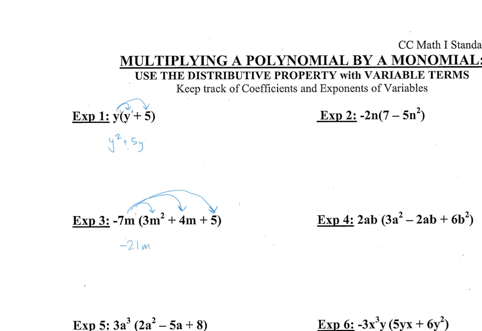Add my exponents, m cubed, plus, actually no, it's a minus. So minus 28m squared minus 35m. Make sure you keep your signs and make sure your exponents are adding up correctly.